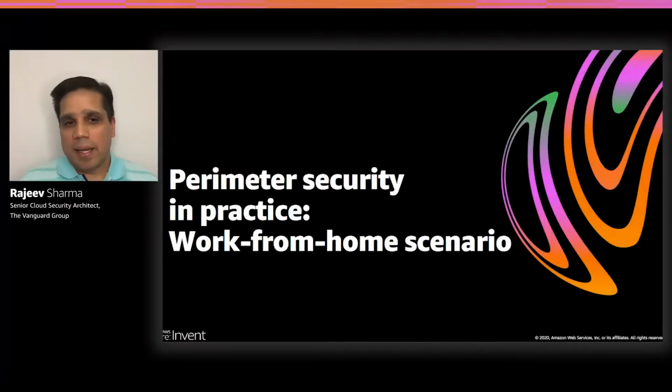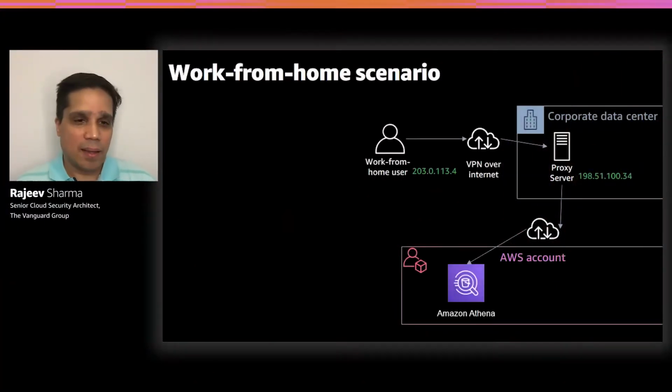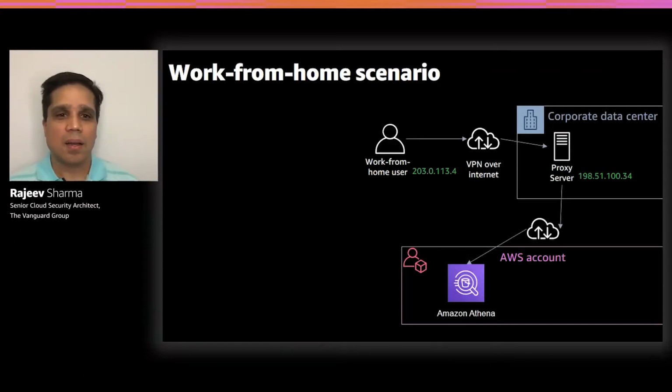So how does Vanguard actually implement these network security controls in practice? One thing that led us to using these controls was a work from home scenario. An interesting thing happened. We saw that work from home users who are connected over a VPN to our corporate data center were accessing the Amazon account, let's say, making an Athena query through our proxy server. This is the intended pattern. Our proxy server is part of our security stack that we use to monitor access for individuals.